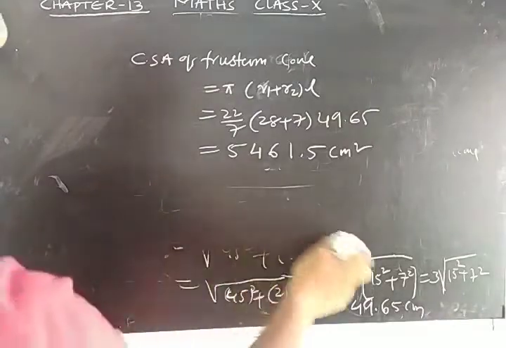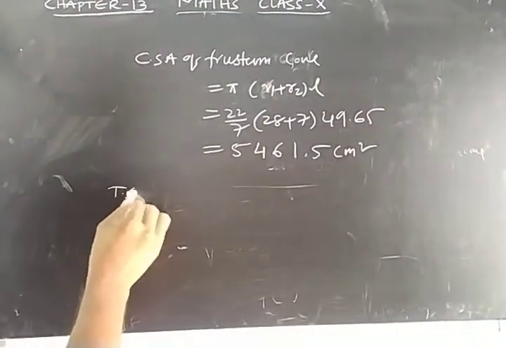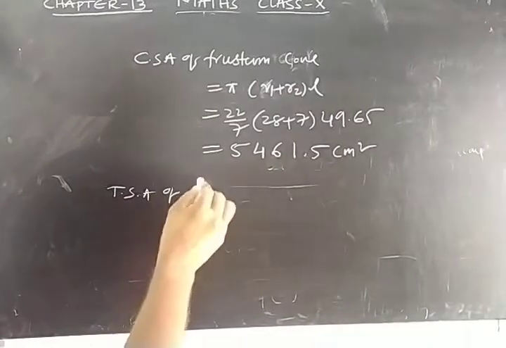Now I am going to find the TSA of the frustum cone. TSA means total surface area of the frustum cone.